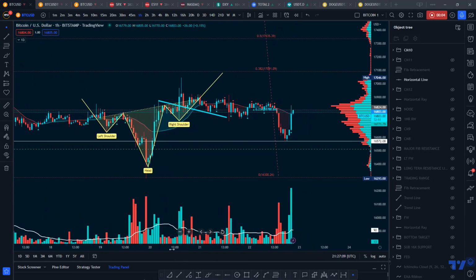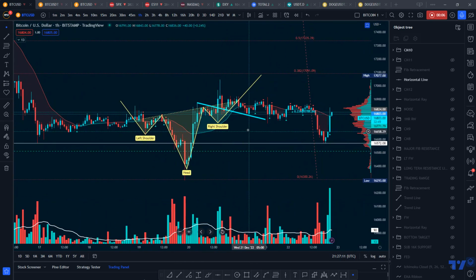Just a quick look at Bitcoin. I didn't do an update yesterday. Things were pretty much the same. I think what we were looking at is Bitcoin trading sideways until we got that economic data, which certainly kicked in today, and we certainly saw that volatility.